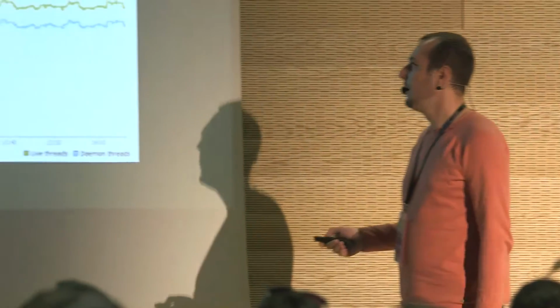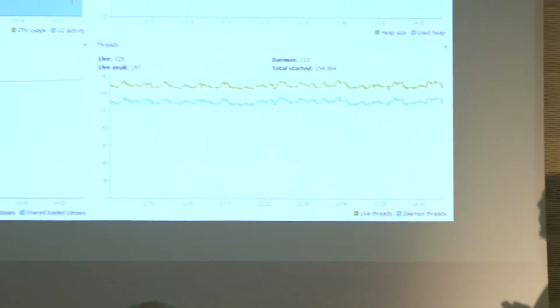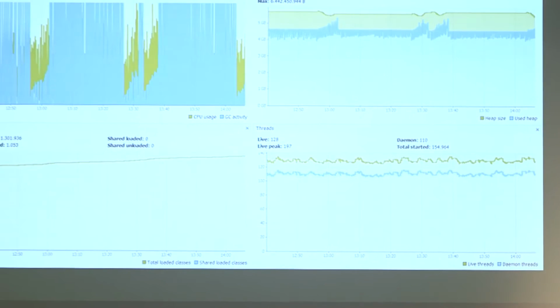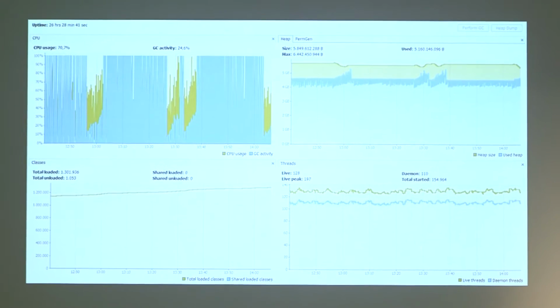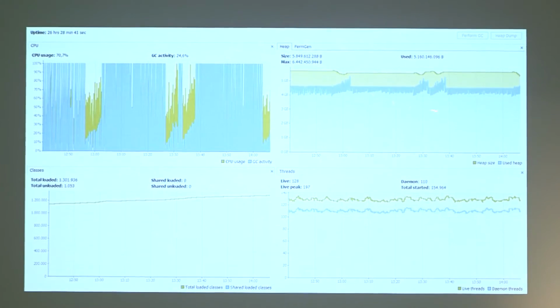How can we recognize problems in our application? We need to monitor JVM performance. This is a screenshot taken from one of the projects I was working on. Here we can see the state of the heap memory.